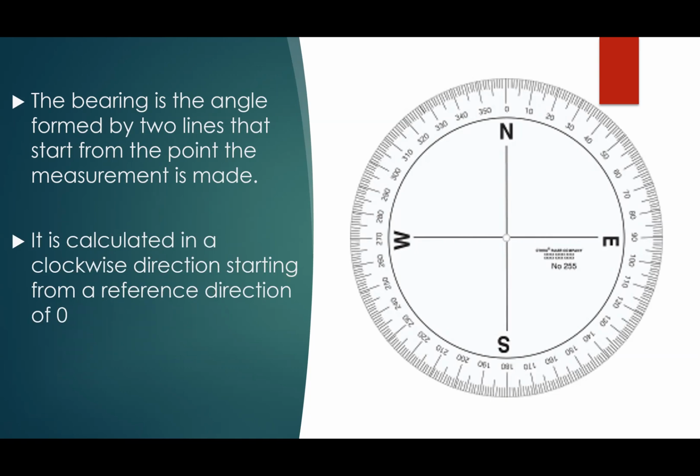Bearings are calculated in a clockwise direction, starting from a reference direction of 0. So my cursor is at 0 right here. So bearings will be calculated moving to my right, clockwise, coming right around back to north. And all of this information will become clearer as we do examples of how to calculate bearings.